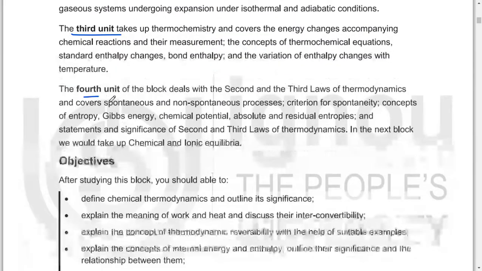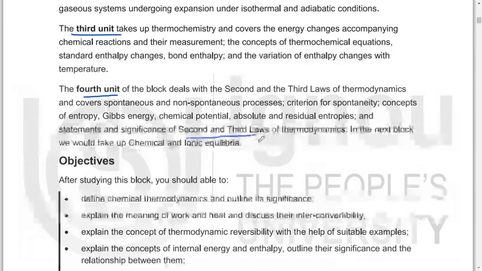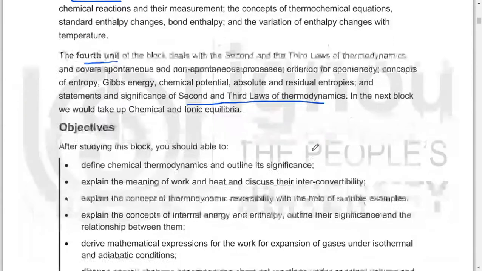The fourth unit of the block deals with the second and the third laws of thermodynamics and covers spontaneous and non-spontaneous processes, criterion for spontaneity, concept of entropy, Gibbs energy, chemical potential, absolute and residual entropies, and statements and significance of second and third laws of thermodynamics. In the next block, we would take up chemical and ionic equilibrium.